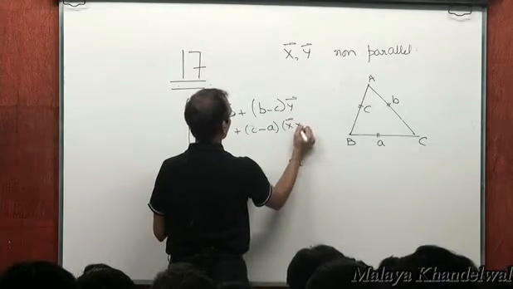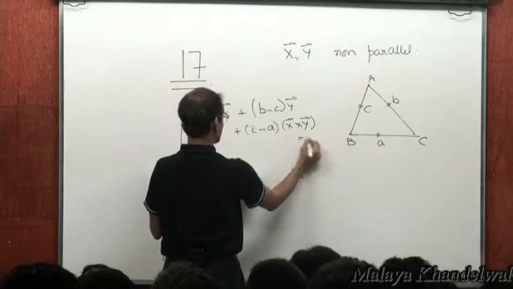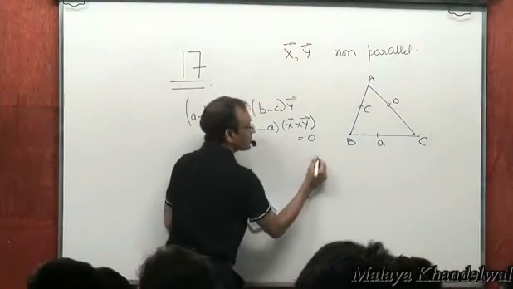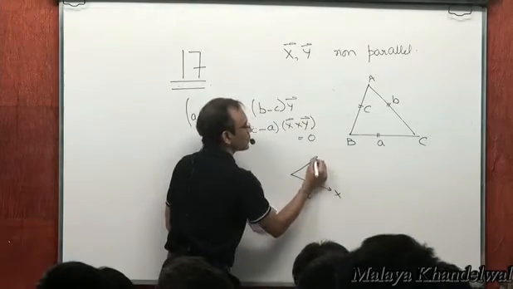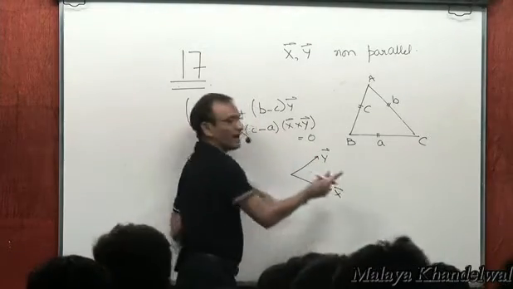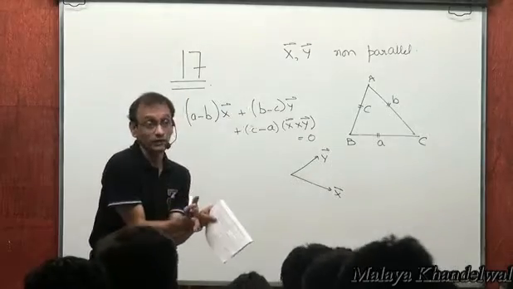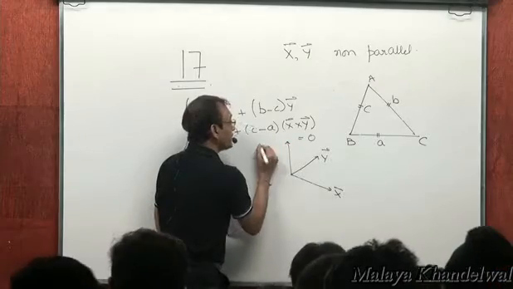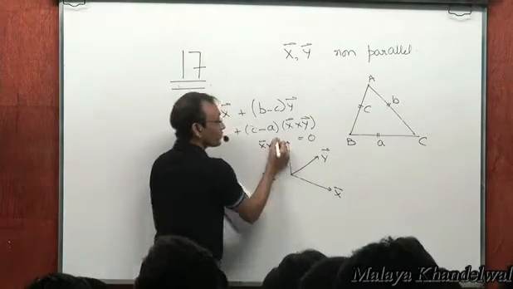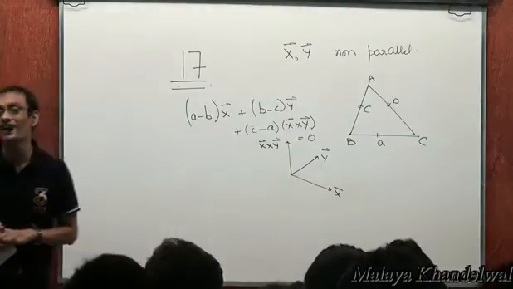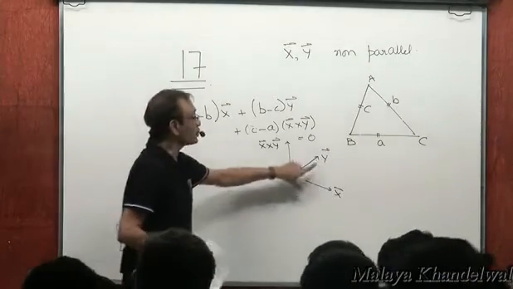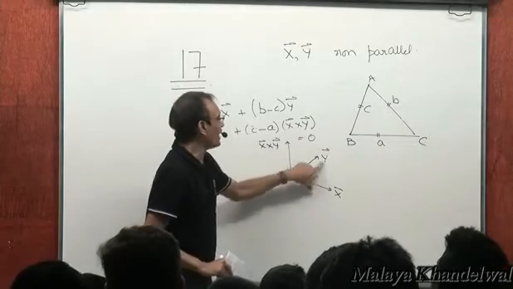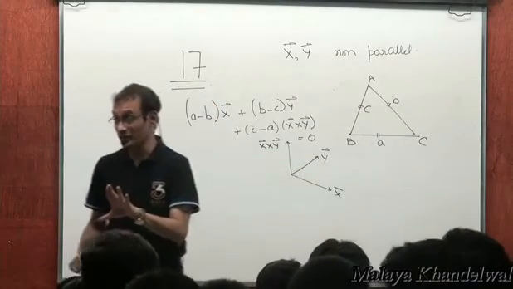Now, x and y are non-parallel vectors. So there would be a plane that they determine. This is x, this is y. Vectors x and y lie in a certain plane that they together determine if they are non-parallel. And x cross y will be perpendicular to that plane. Now, x, y and x cross y therefore will be non-coplanar vectors.